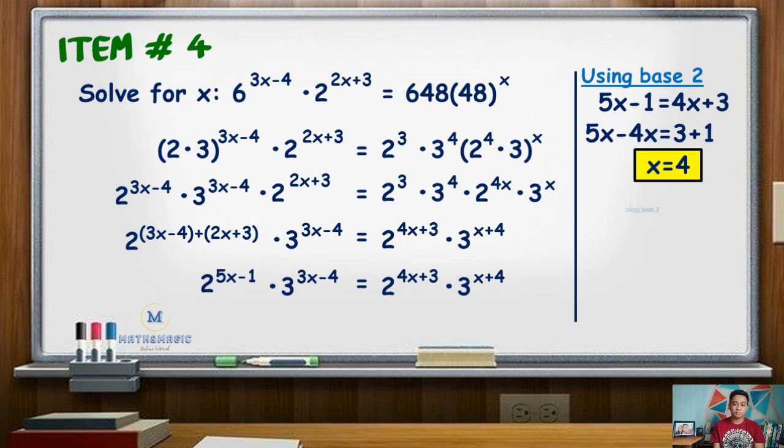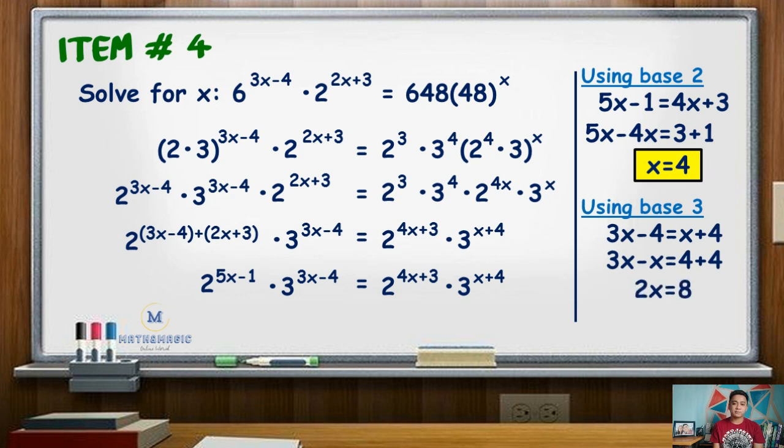For 3, that would be the same. 3x minus 4 be equal to x plus 4. Transpose x to the left side, that would be 3x minus x be equal to 4. Negative 4 will now become positive 4. So we have 2x be equal to 8. Dividing both sides by 2, x is equal to 4.